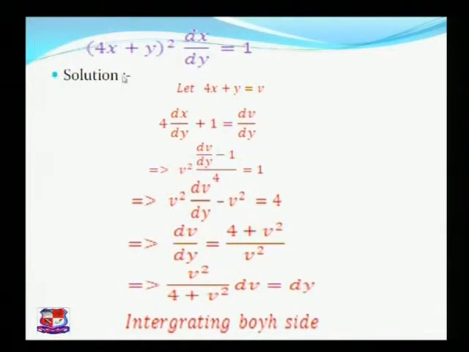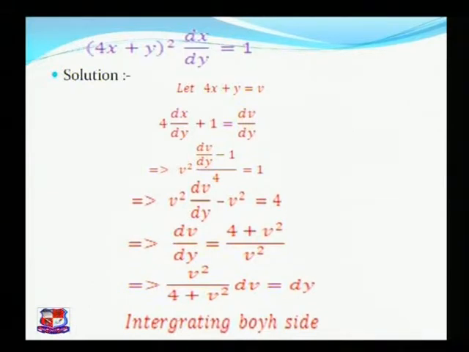here, the question is to find the solution of (4x plus y) whole square into dx by dy is equal to 1. And in the same way we can solve this example, because we can note here one thing, that directly this example is not in the variable separable form, but if we take 4x plus y is equal to v, then we can convert this example into variable separable form.